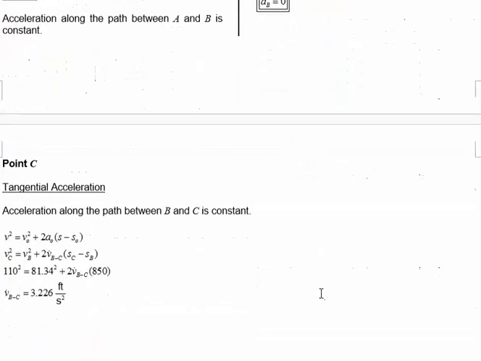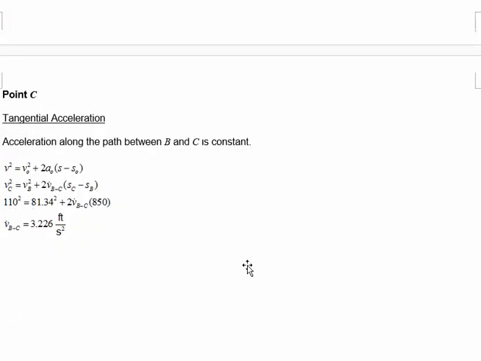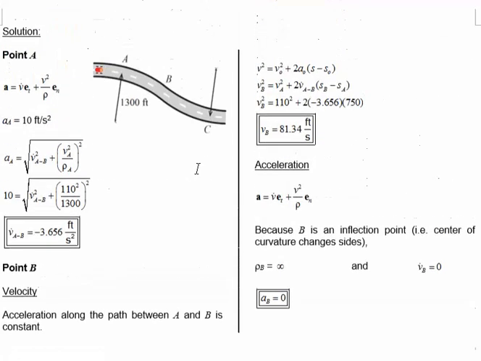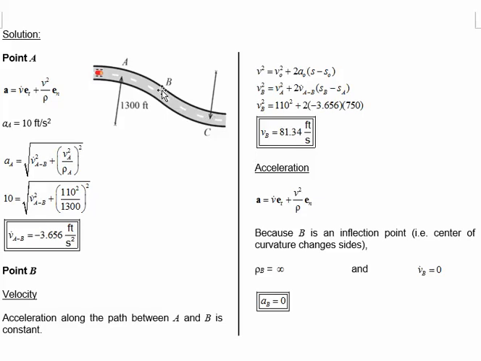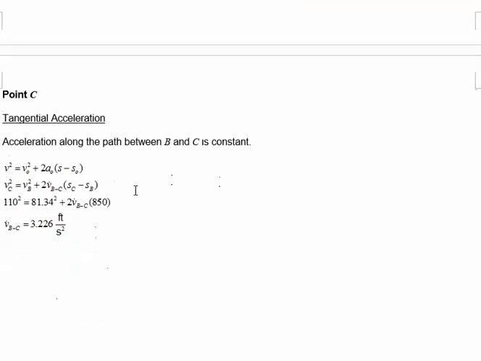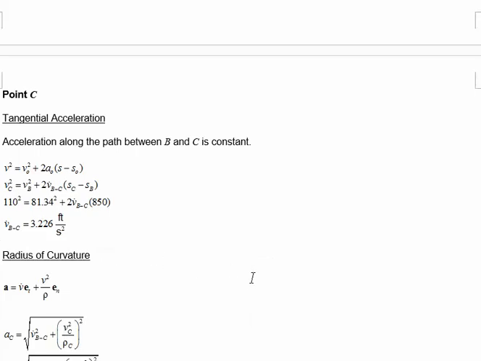All right, so let's go on to point C. Again, let's go back and look at the figure. Between point B and C, we have a constant tangential acceleration. So we can use the constant acceleration equations again. We apply that between points B and C, and we can come up with that tangential acceleration. With that, we can find the radius of curvature.